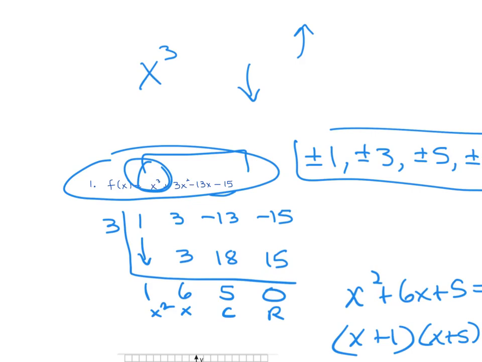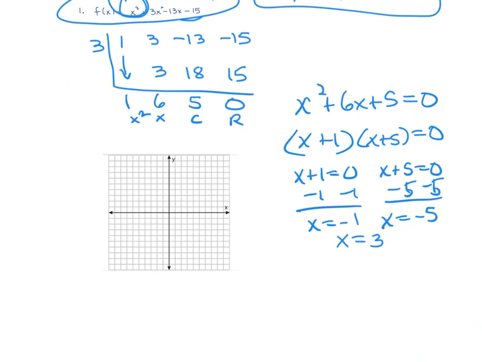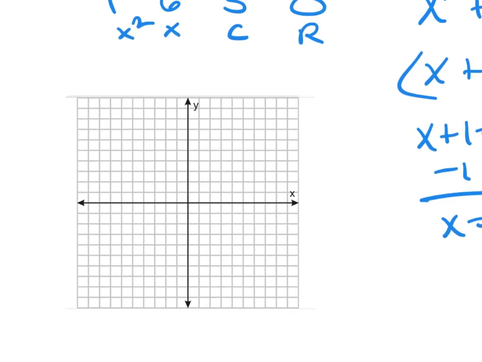So let's go ahead and graph these 3 zeros along the x-axis. So I'm going to graph 1 at negative 1, 1 at positive 3, and 1 at negative 5. I can add in my end behavior. It's down and up. Now what I need to do to fill in between those 2 zeros is I need to find a point in here and a point in here.